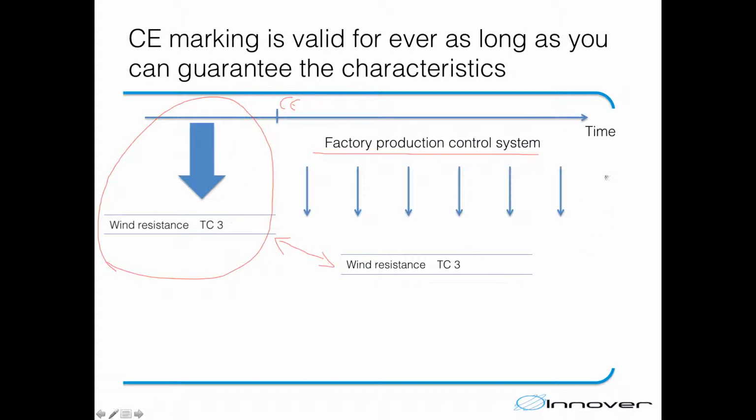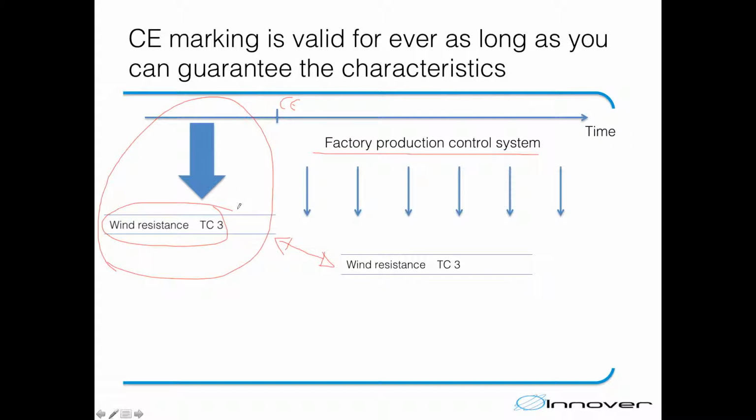And naturally, if we introduce new products, we would go over this process again. With the first, we would test the new product, and then we would assure that the characteristics stay the same with the factory production control system. But in a sense, we don't have to retest our products again to determine the values, because we can guarantee them with the factory production control system.